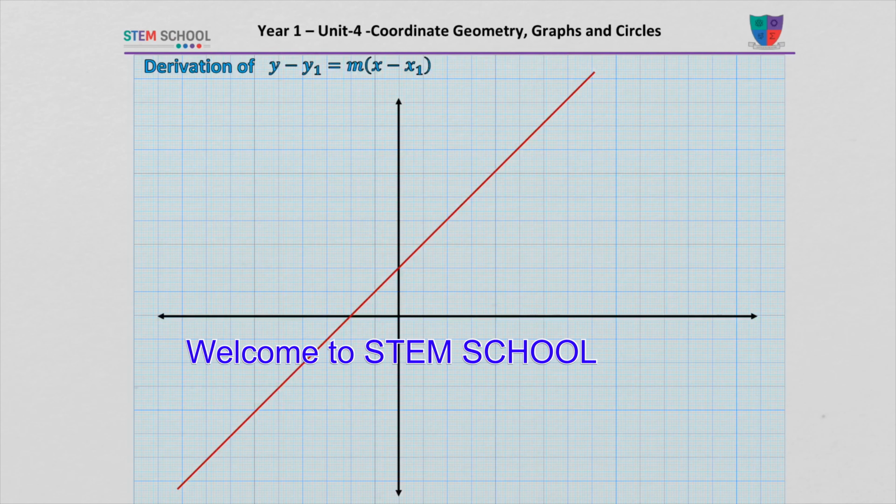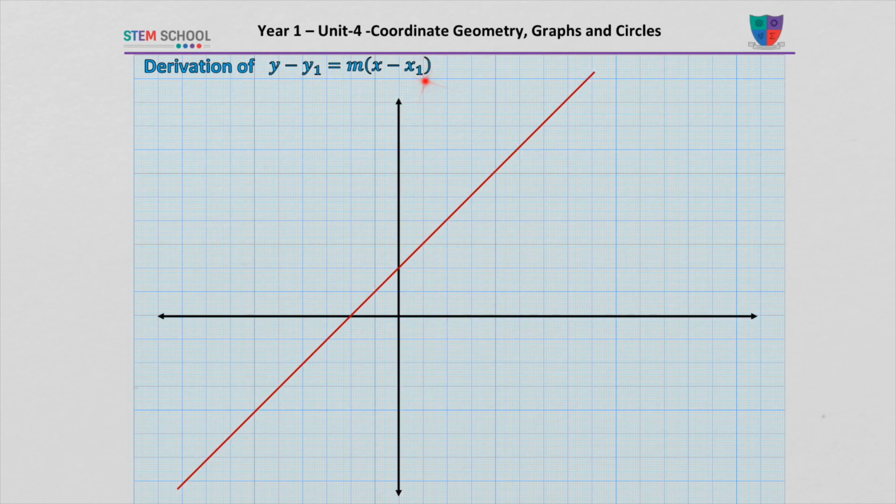Derive y minus y1 equals m open bracket x minus x1 close bracket. First thing we need to note is that x, y is a coordinate of a point. Every point has a coordinate. A two-dimensional graph has two instances of coordinates.